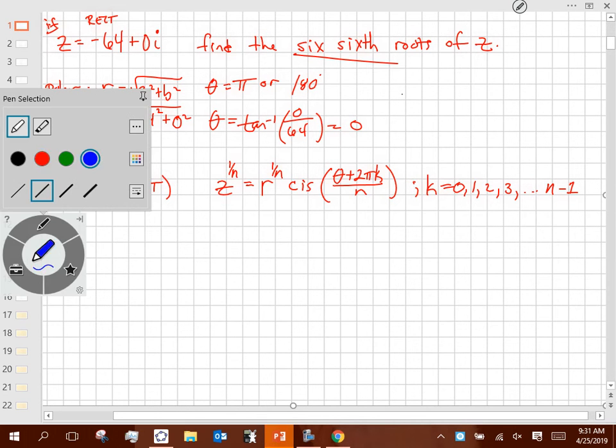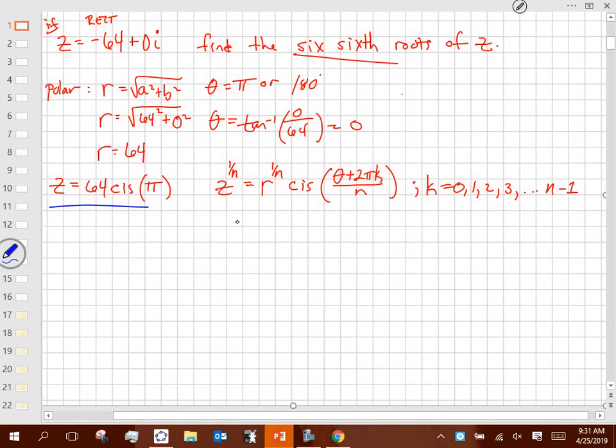Okay, so this is the z that we're going to do that with. So we'd say z to the 1/6 is equal to 64 to the 1/6 times cis of theta, which is pi, plus 2 pi k. What is n? n is 6. That n right there tells me that in this particular case, n is 6. And then we'll go to k. What are the values of k that we have to use here?